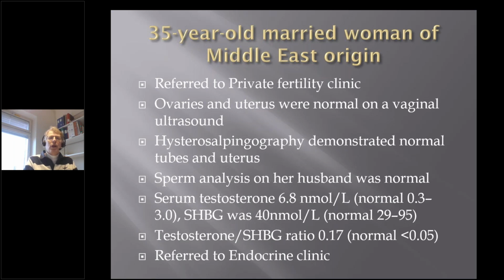She was then referred to the private fertility clinic, where they did a vaginal ultrasound which demonstrated normal ovaries and uterus. They did a hysterosalpingography, which was totally normal. A sperm analysis on her husband was done, which was normal. The serum testosterone on their method was very high, 6.8, where normal is up to 3. And the testosterone to sex hormone binding globulin ratio was very high at 0.17. And she was then referred to the endocrine clinic.